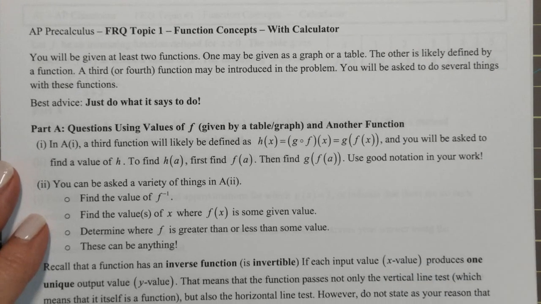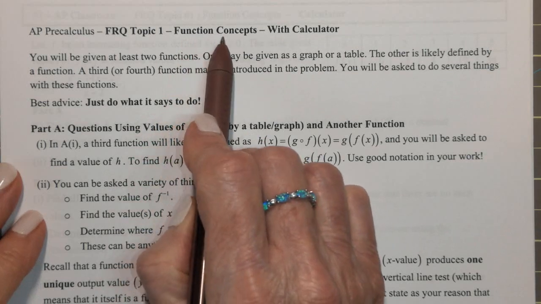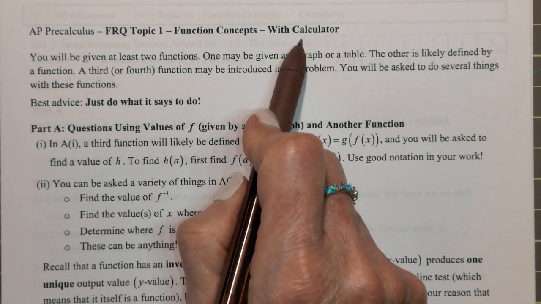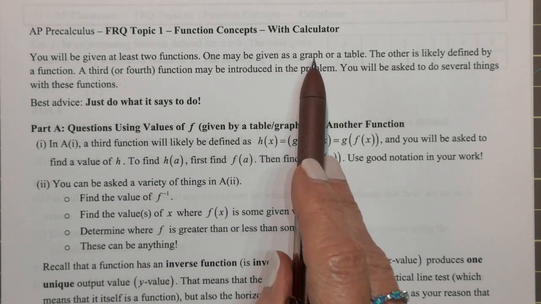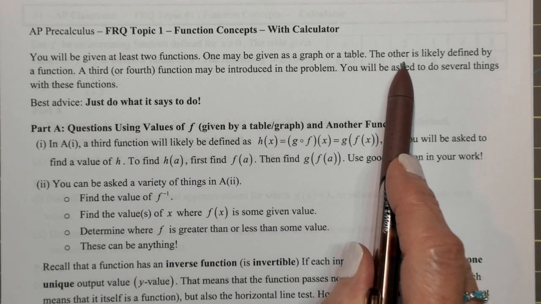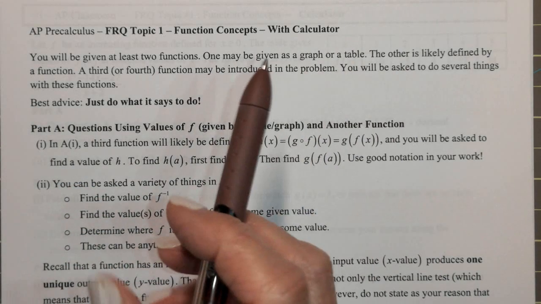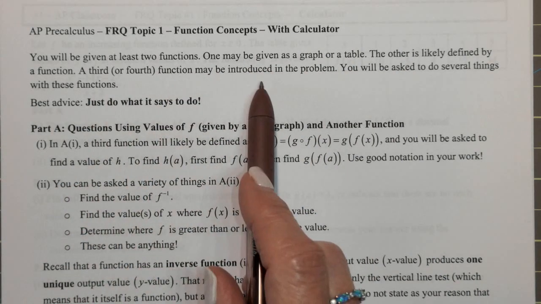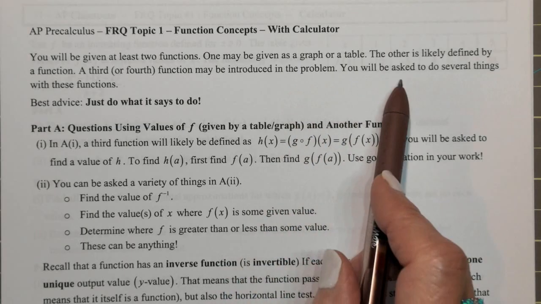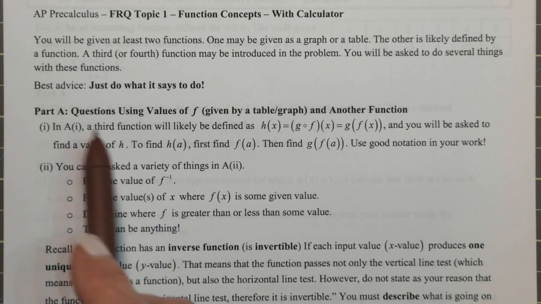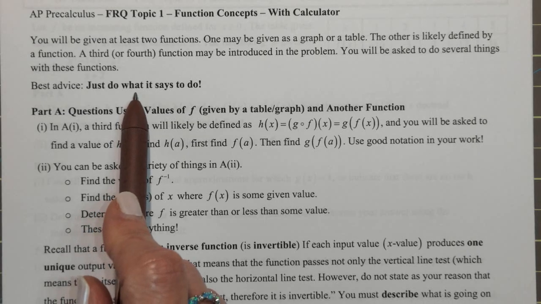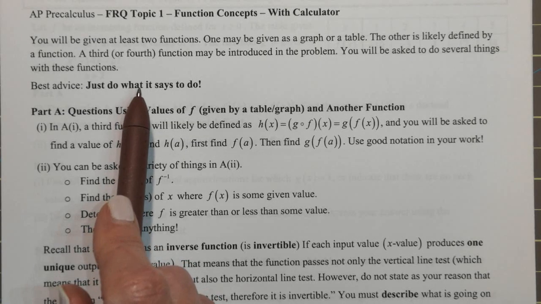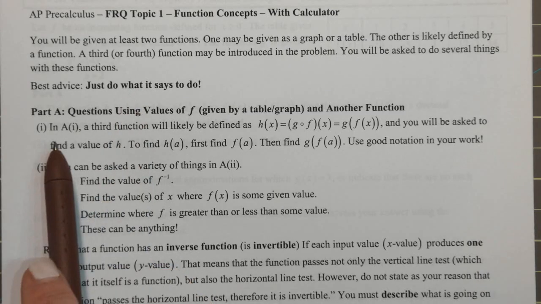So topic number 1. Today we're doing topic number 1. This is called function concepts. It is with a calculator. You will be given at least 2 functions. One may be given as a graph or a table. The other is likely going to be an equation of the function. A 3rd or 4th function might be introduced in the problem. You're going to be asked to do several things with these functions. Best advice, just do what it tells you to do, and don't assume that you know what it's going to tell you to do.